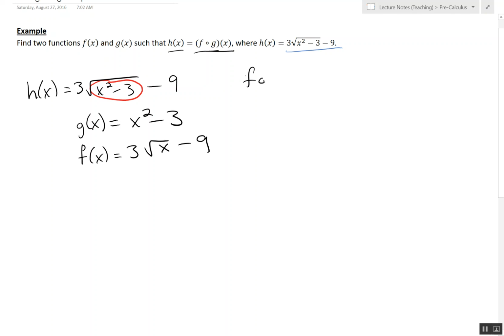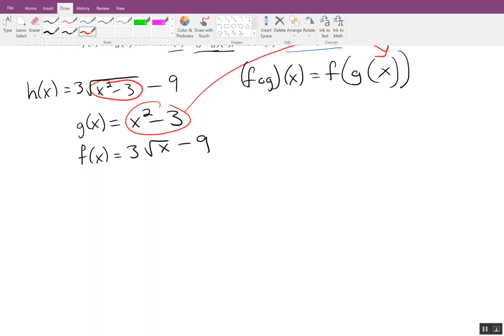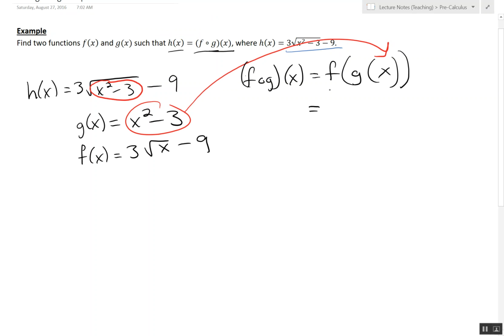f circle g of x is f of g of x, so that's the order. Remember, you write everything in order. Parentheses go around the x, parentheses go between the f and the g, and this closing pair goes at the very end. And then we're going to take this expression for g of x, and we're going to plug it in here. So we are going to get that this equals f evaluated at x squared minus 3.